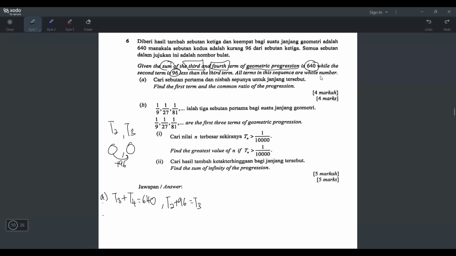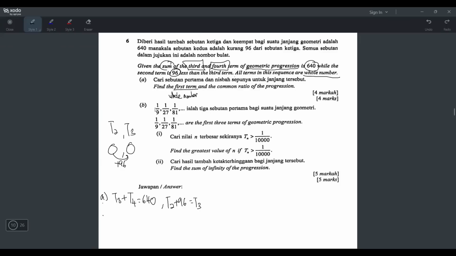Okay, so now let's see what else. All terms in this sequence are whole numbers. This is very weird, because usually when we do progression questions, they won't mention something like that. Sometimes they will, but very rarely. So this one will definitely be important. Let's think about this. All terms in this sequence are whole numbers. What is a whole number? A whole number means no fraction, no decimal. So if all terms are whole numbers, what does it mean? It means your first term has to be a whole number. Why? Because if your first term is not a whole number, then this is not true, because they say all terms, so including the first term also.